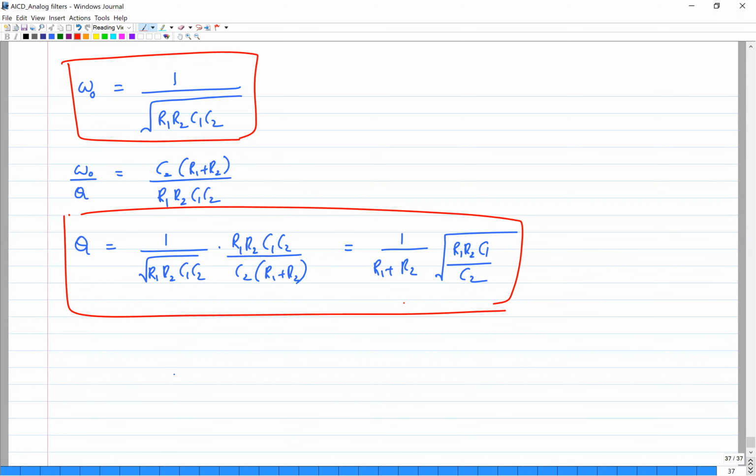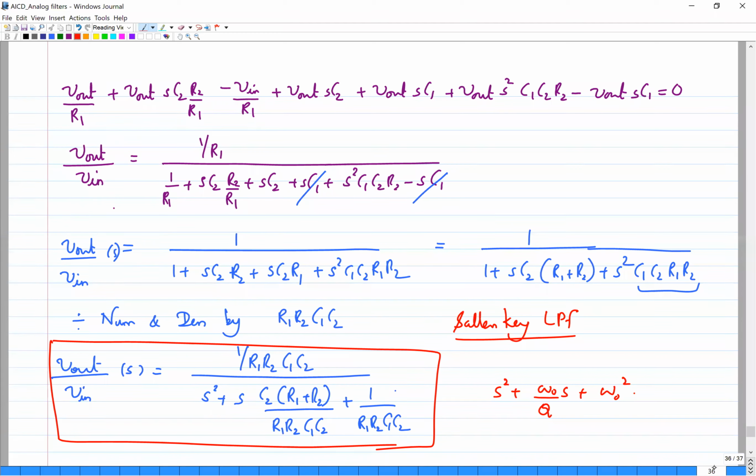Right. So if I now look at this, this is of this form: omega naught square divided by S square plus omega naught by Q into S plus omega naught square. This is also actually a second order filter expression with the numerator coefficients b2 and b1 equal to 0, which is only having a constant term in the numerator. Right.